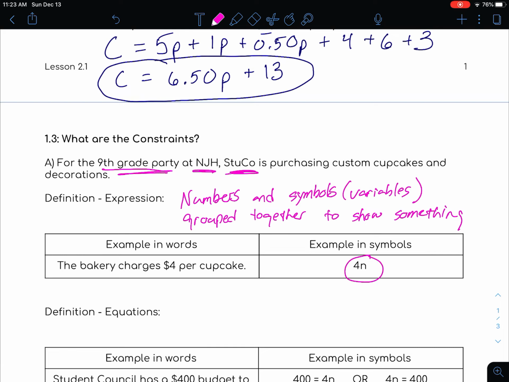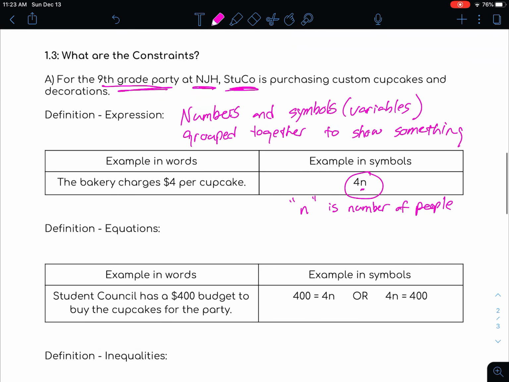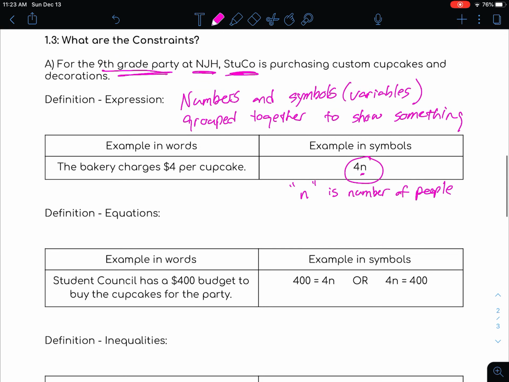And so, again, we're going to be thinking about an expression in this case that is $4 per person. So in this case, N represents the number of people. N is the number of people. Okay, so the expression for N represents the dollar amount for the cupcake and then the number of people, $4 per person. All right, and then we've got equations.